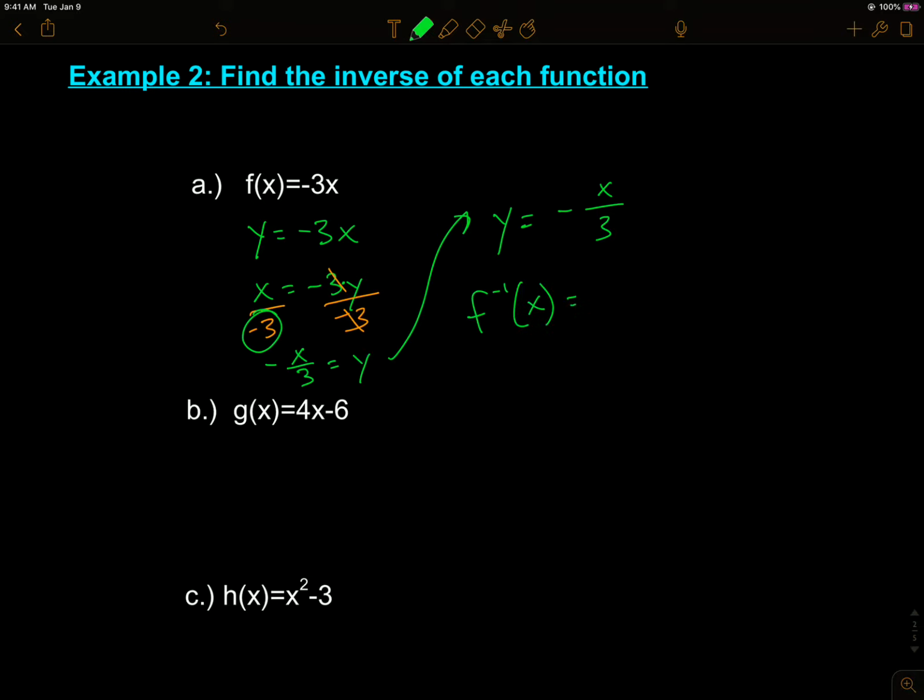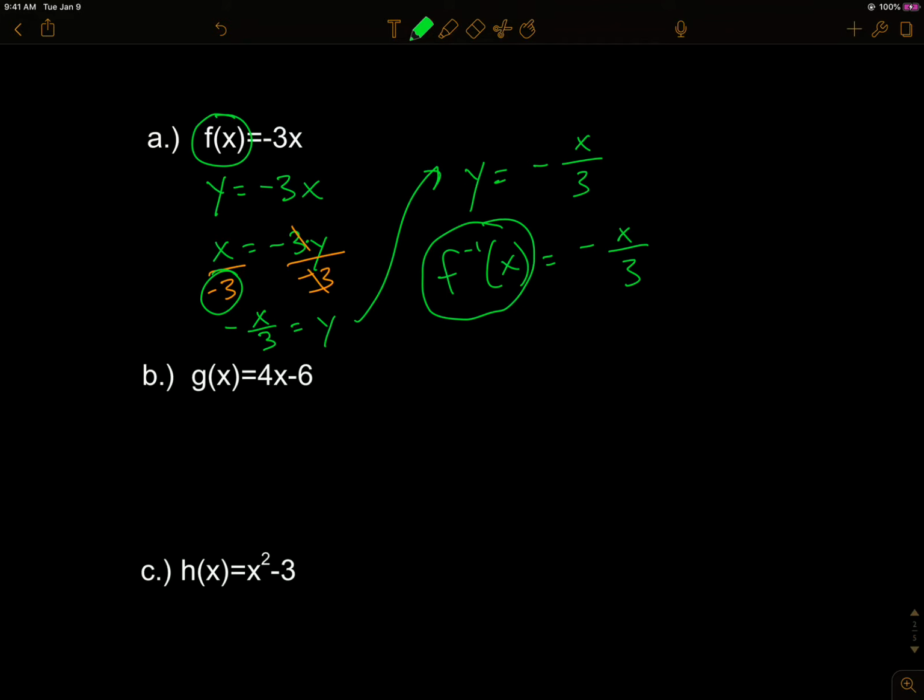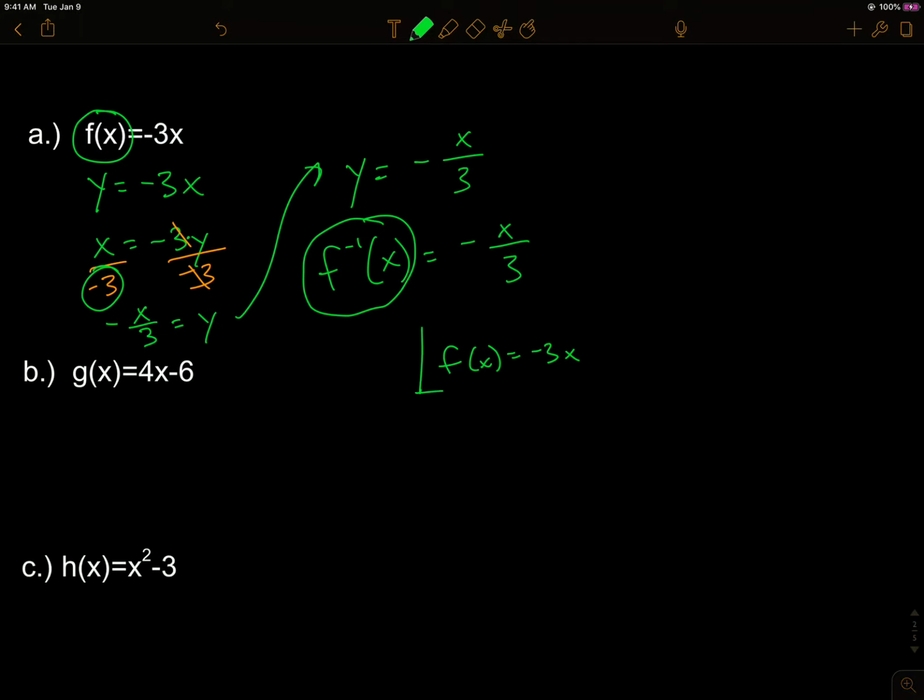So we're not going to call it f of x because this is the function that undoes f of x. So I've got f of x. This is now the inverse function. So let's take a look at what that means. I've got f of x here, negative 3x. I'm going to put that in a box like it's our function machine with input and output.